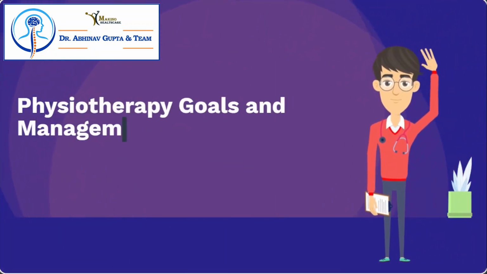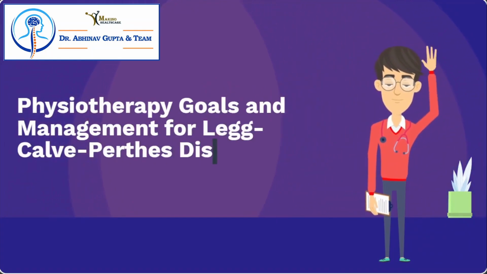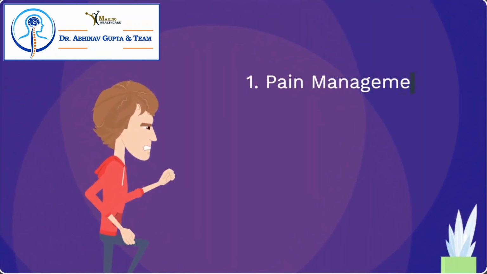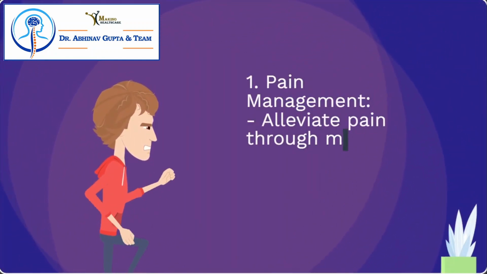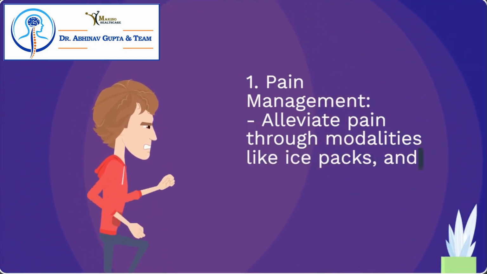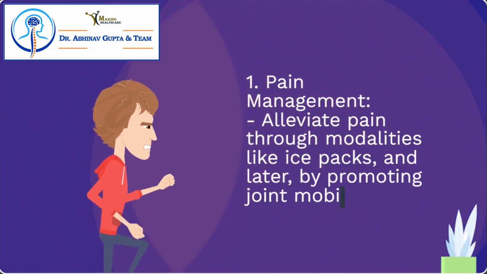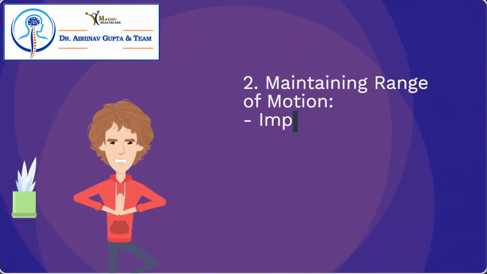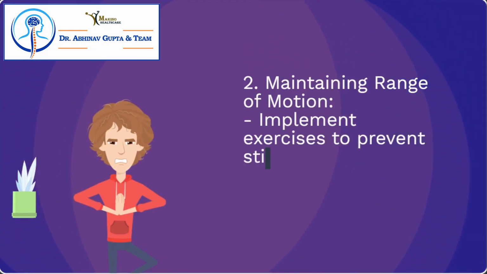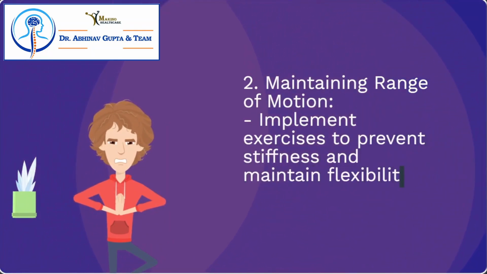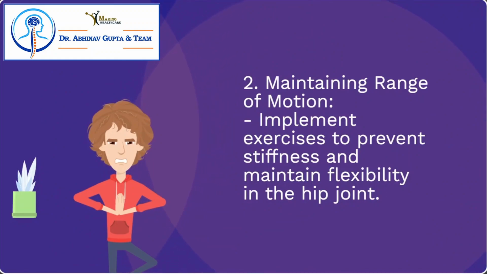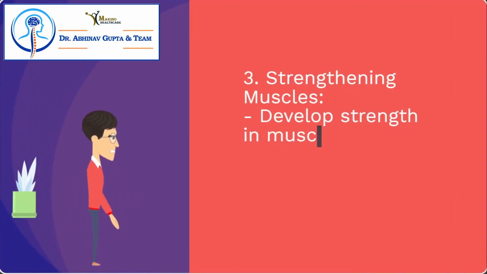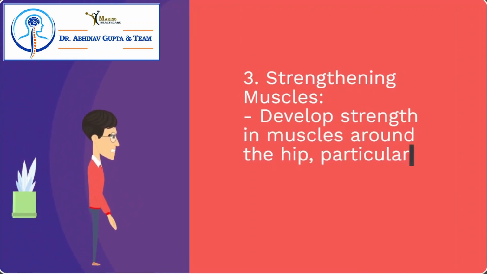Physiotherapy goals and management for Legg-Calve-Perthes Disease, LCPD. 1. Pain management. Alleviate pain through modalities like ice packs, and later, by promoting joint mobility. 2. Maintaining range of motion. Implement exercises to prevent stiffness and maintain flexibility in the hip joint. 3. Strengthening muscles. Develop strength in muscles around the hip, particularly the abductors and external rotators.